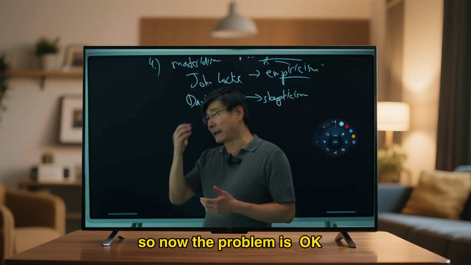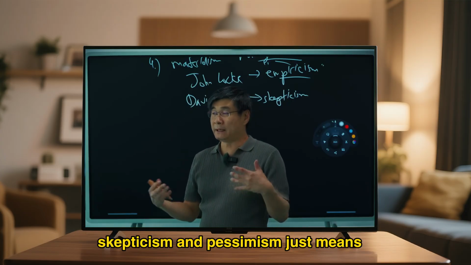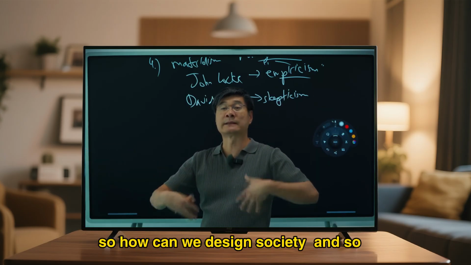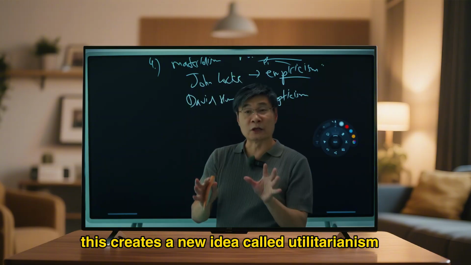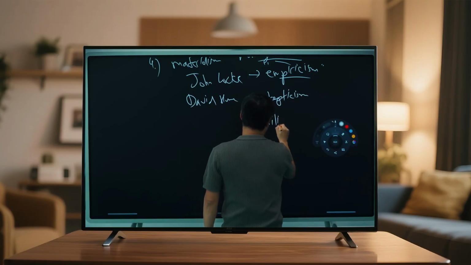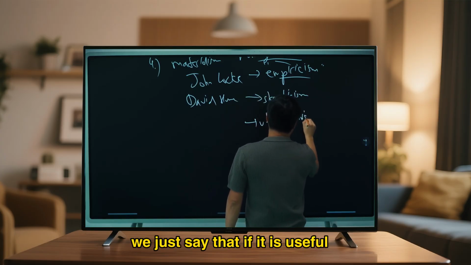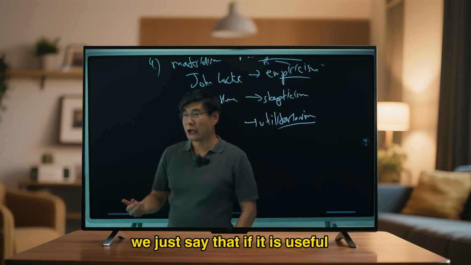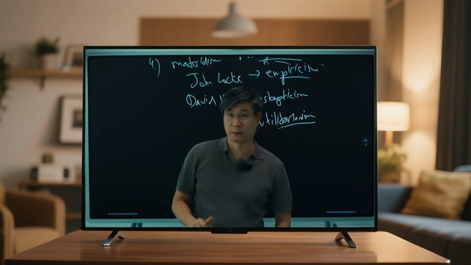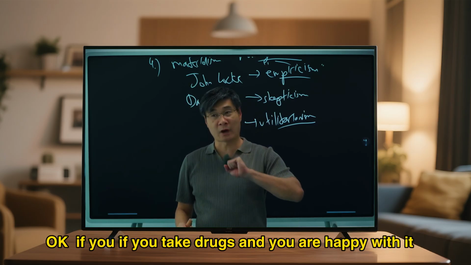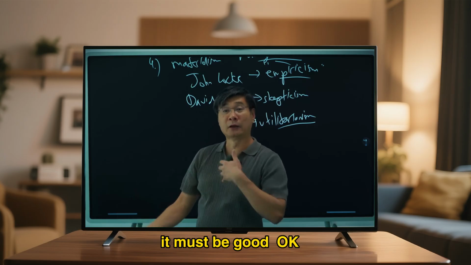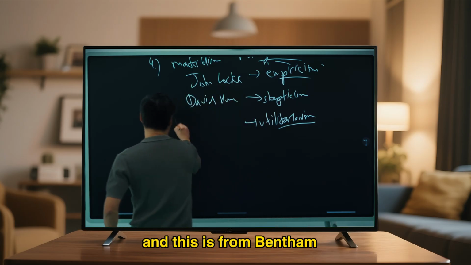So now the problem is, okay, skepticism and empiricism just means that we don't really know anything, and God doesn't really exist. So how can we design society? And so this creates a new idea called utilitarianism, which says that if it is useful, if it gives us pleasure, it must be good. Okay? If you take drugs and you are happy with it, it must be good. If you like spending money, it must be good. Okay? And this is from Bentham.